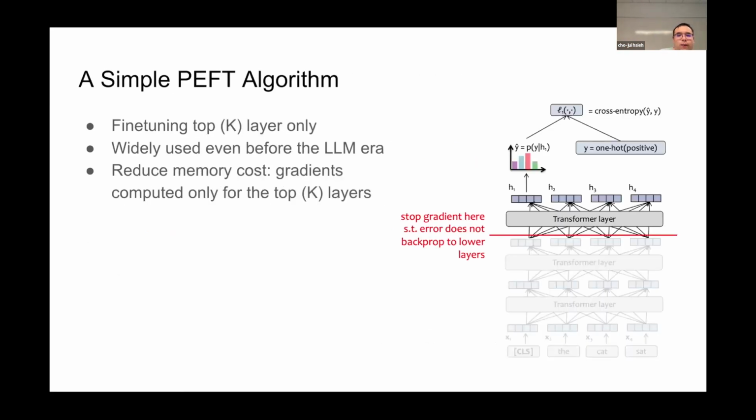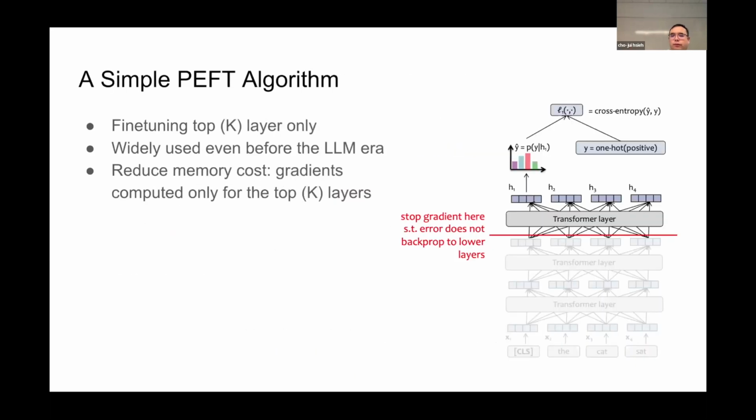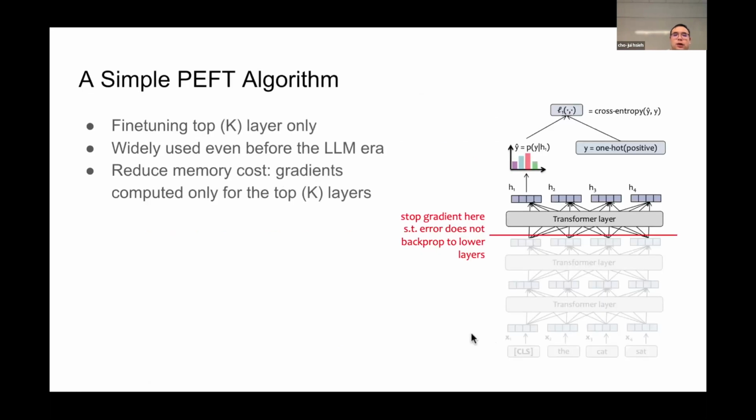Okay. So I will basically describe a few parameter efficient fine tuning, PEFT, algorithms. And the first one is a very simple baseline, where you just fine tune the top K layers of your language model.